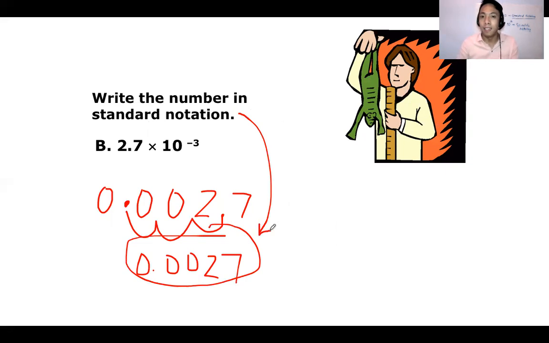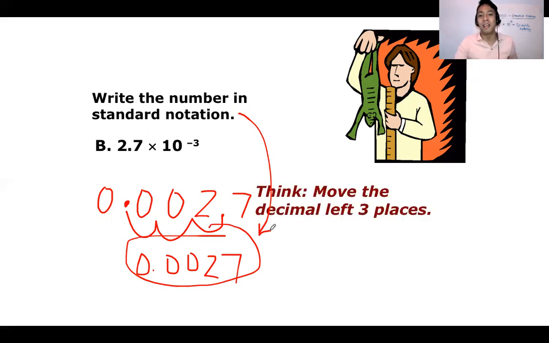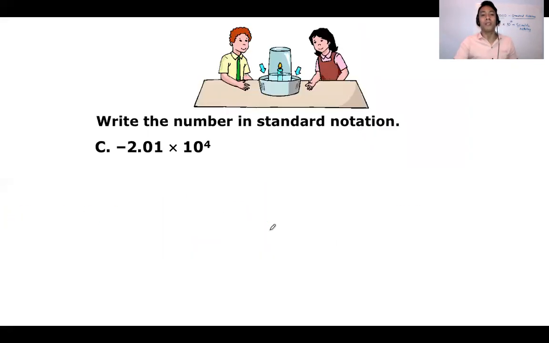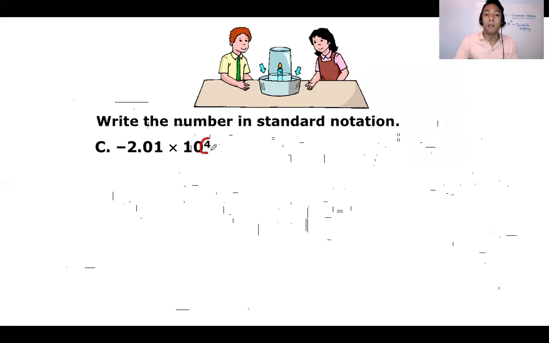Okay, easy. Let's try more examples. And what if this one? Write the number in standard notation. Okay, our first step is to determine the sign of our exponent. Our exponent is 4 and this is positive. So we need to move to the right side.